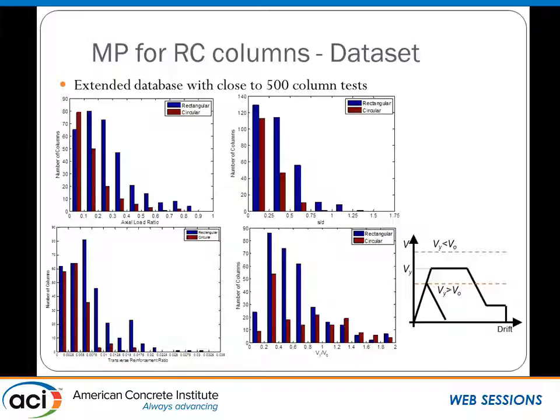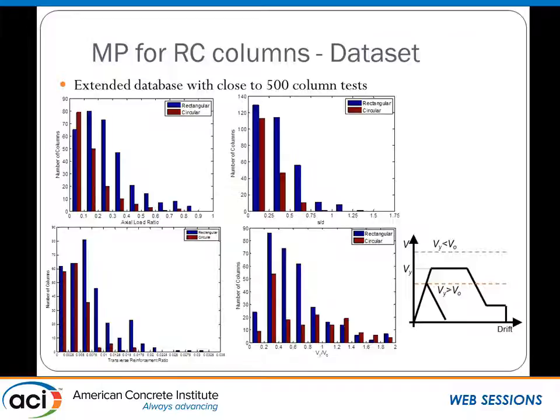And finally, the Vy over V0 term, which determines whether a column is going to fail in shear or in flexure. I put in this little sketch here to explain it. If you take Vy, the yield strength of a column, and consider a case where Vy is smaller than V0, which is the shear capacity of the section, you will expect to have a flexural failure and larger deformations at failure. If, however, your Vy is bigger than your V0, or if you want to look at it differently, your shear strength is lower than your yield strength, you would expect to get a shear failure and lower deformations. And we have a wide range of that Vy over V0.